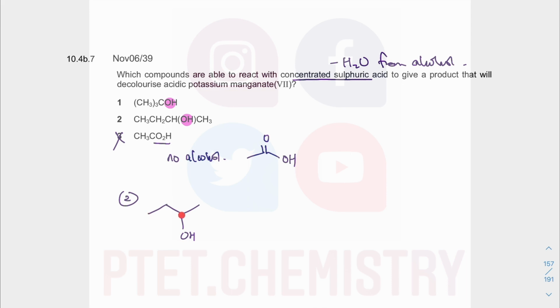CH3, CH2, CH, OH, CH3. Carbon forms 4 bonds, so there's 3 hydrogen. Carbon forms 4 bonds, there's 1 hydrogen. Carbon forms 4 bonds, there's 2 hydrogen. Carbon forms 4 bonds, there's 3 hydrogen.